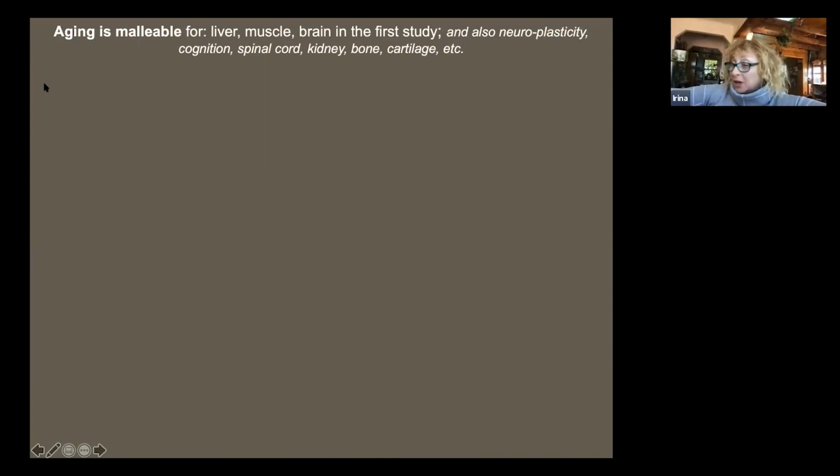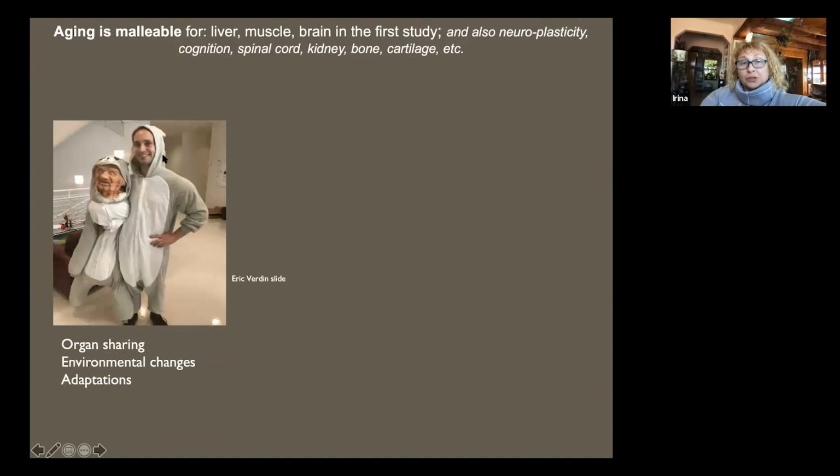And I'm happy to report that we are publishing every couple of months on these discoveries. And so I just wanted to give you the most updated version. So we showed quite a while ago that aging is malleable for liver, muscle, brain in the first study that we published back in 2005, and also for neuroplasticity, cognition, spinal cord rejuvenation, kidney, bone cartilage, etc. And those additional pieces of work were a continuation of our initial research on heterochronic parabiosis by our colleagues.